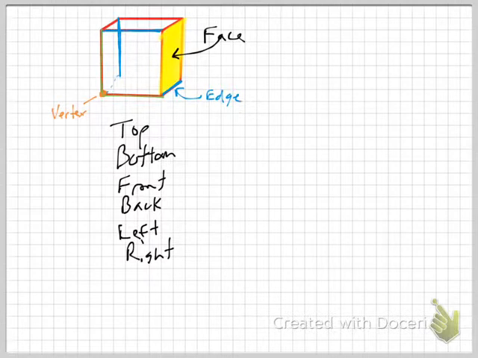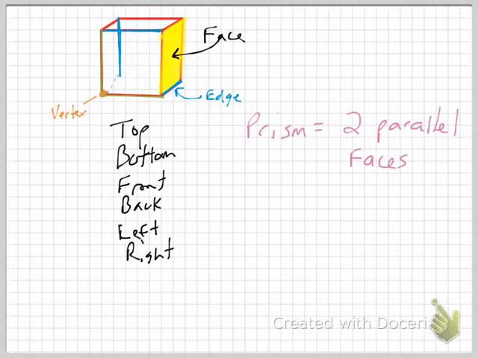Here are some of the rules. A prism has two parallel faces. What in the world is a parallel face? What is a parallel face? Look here. Look.